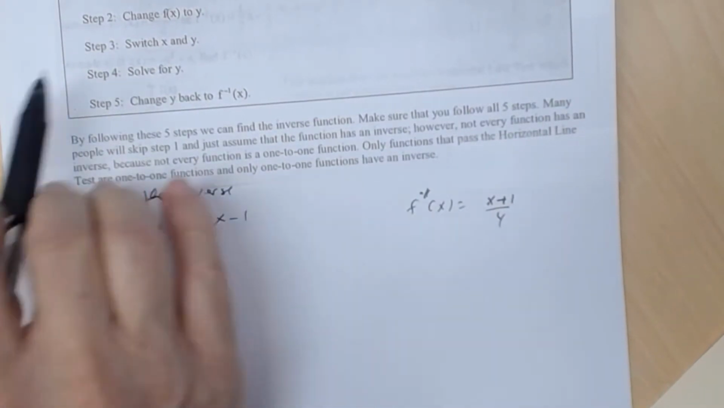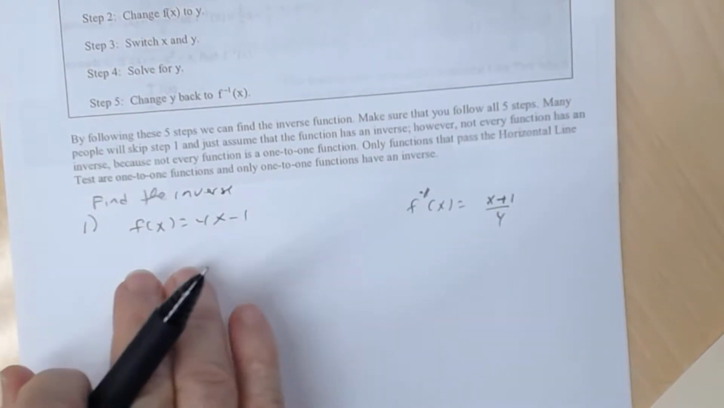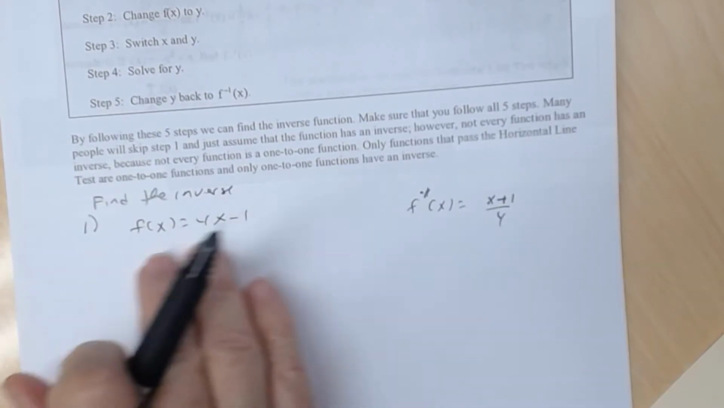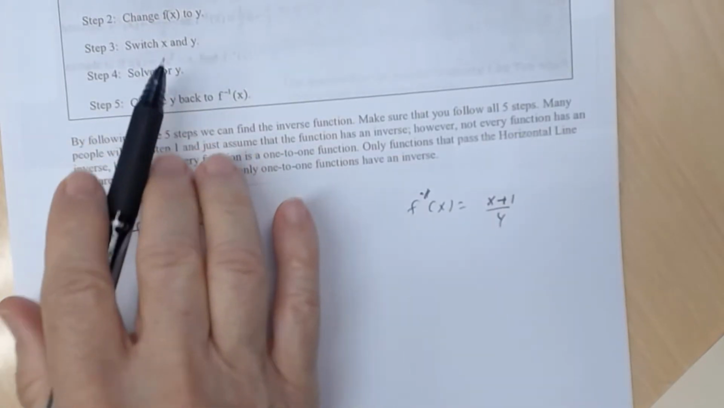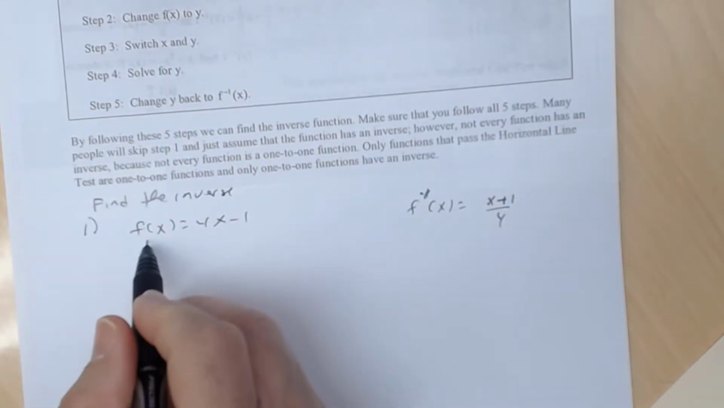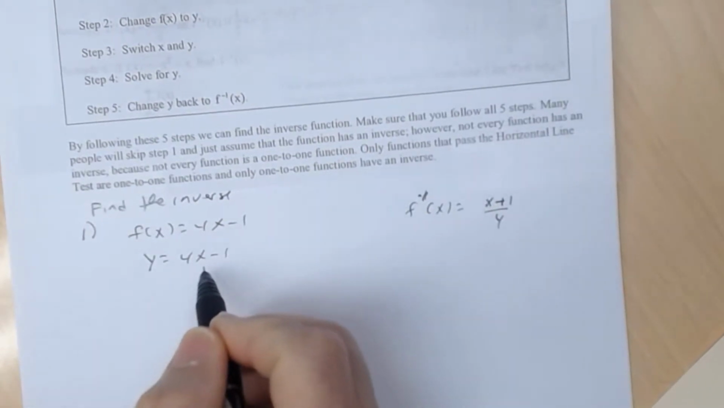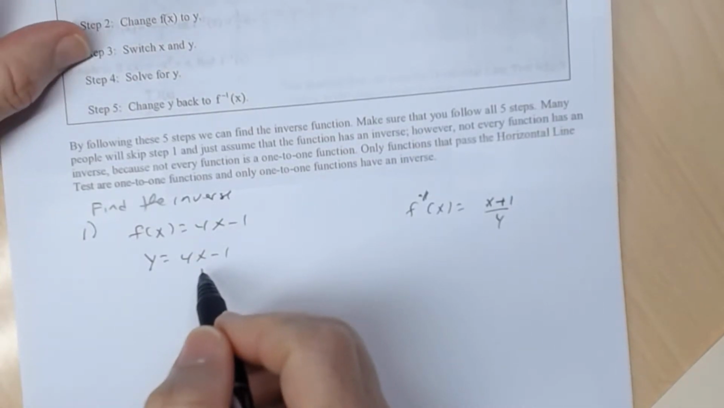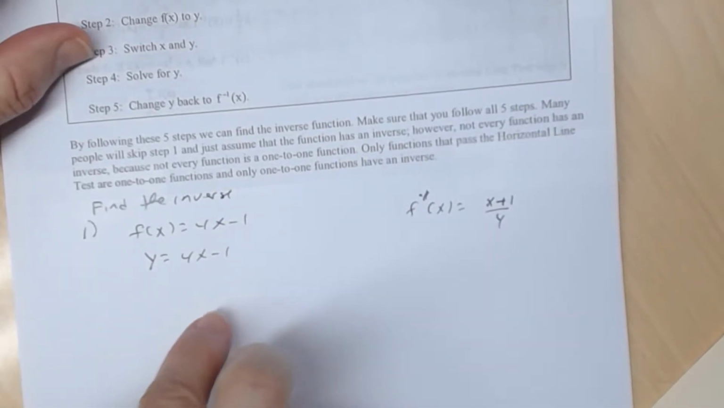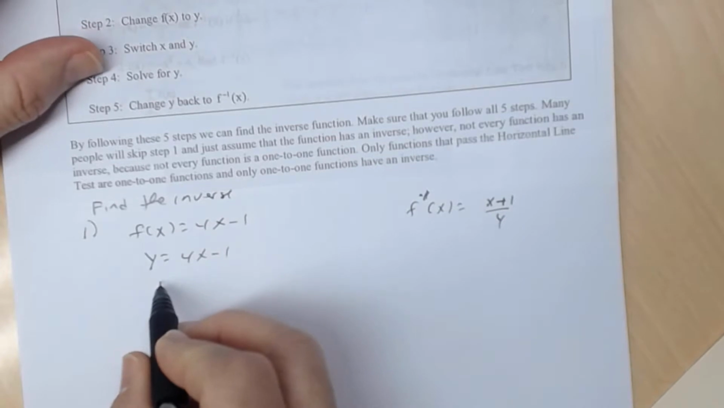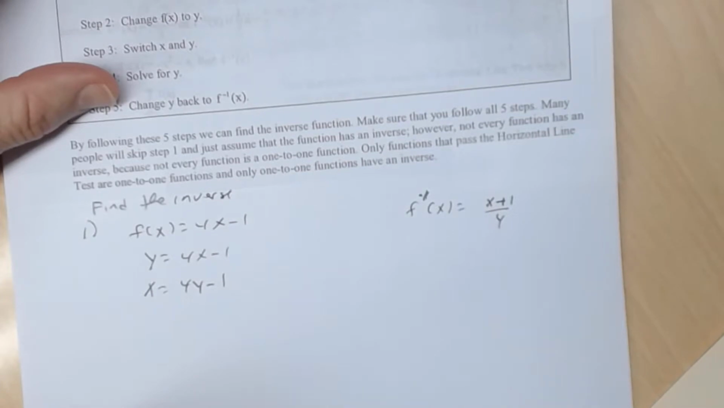Okay, so it is one-to-one. So step 1: all these linear functions will be one-to-one. Remember, the only linear function that's not one-to-one is the horizontal line. All others are one-to-one. So it says change f of x to y. So I replace f of x with y, and I get y equals 4x minus 1. Step 3 says switch x and y. Remember, for one-to-one functions, x becomes y and y becomes x. So this becomes x equals 4y minus 1.